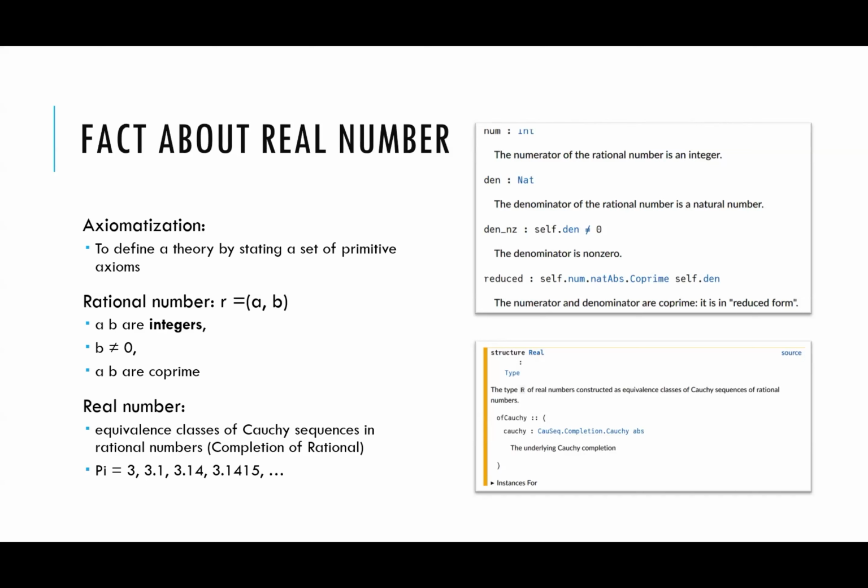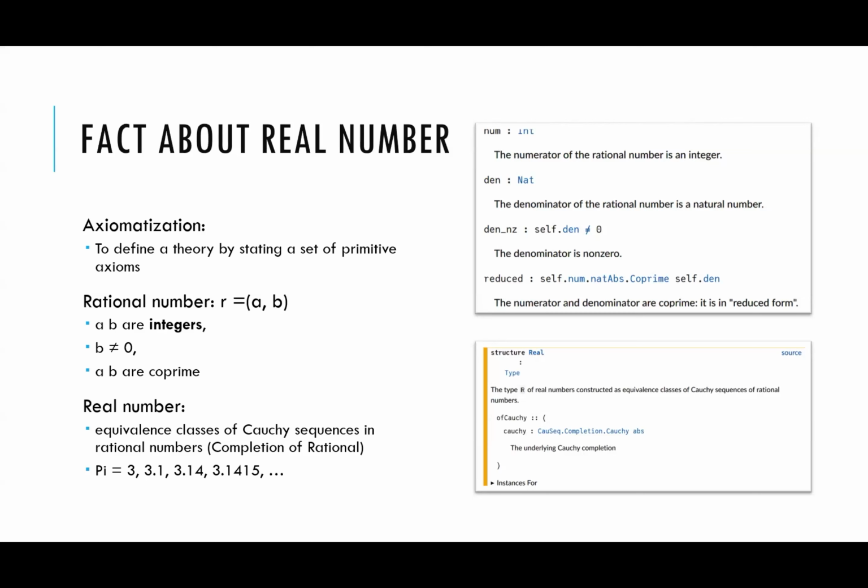When you define such rational numbers in Lean, based on these rules, the computation of rational numbers is quite simple. We can see this from later code, because it's just the computation of these tuples. For the real numbers, it's just the equivalence class of Cauchy sequences in rational numbers. I won't explain this in detail. Basically, the convergent sequences in rational numbers compose the real numbers. So what's the advantage of this kind of axiomatization?